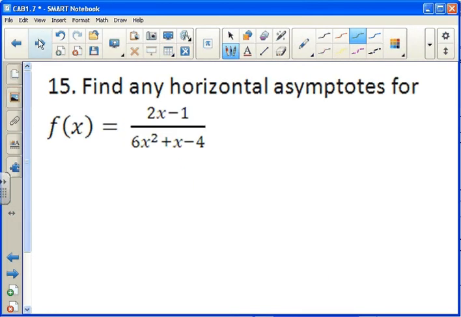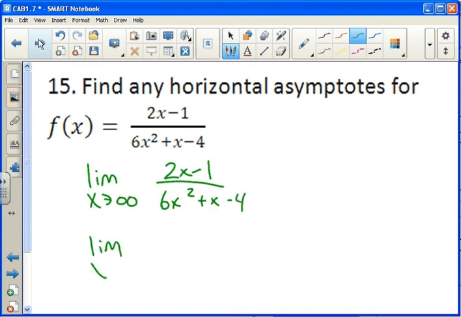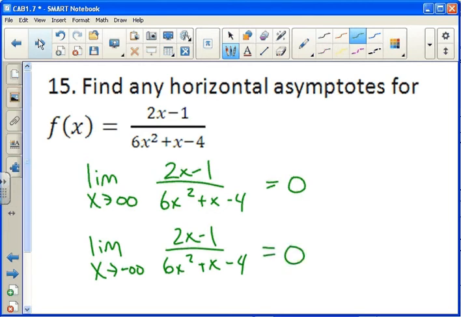15. Find any horizontal asymptotes for the function. Well, when you find horizontal asymptotes, you need to consider the limit as x approaches positive infinity and as it approaches negative infinity. Okay, so as we approach positive infinity, we notice that the power is bigger on the bottom. So since the power is bigger on the bottom, the answer is 0. And actually, that's true down here as well. As we approach negative infinity, the power is bigger on the bottom, so we get a limit of 0. So there's just one horizontal asymptote, at y equals 0.